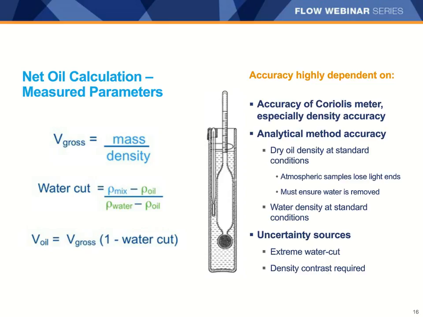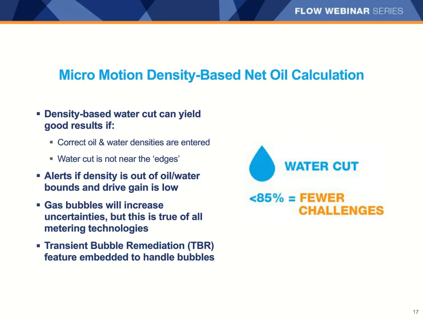Uncertainty sources: extreme water cuts. If we're on the far, far end of water cut, whether that be extremely high water cut or extremely low water cut, that can introduce some additional uncertainty. And another uncertainty source is the density contrast. If the densities of your two fluids are very, very close, i.e. heavy oil, you'll have less certainty in your final NOC calculation. So I've talked a little bit about certainty here.